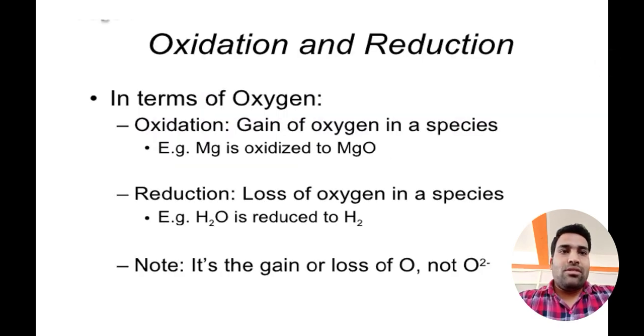So next, oxidation and reduction in terms of oxygen. Oxidation is gain of oxygen in a species. Example, magnesium is oxidized to MgO. Here, oxygen is added to magnesium. Reduction is loss of oxygen in a species. Example, H2O is reduced to H2. That means oxygen has been removed, so that is reduction. Note, it's the gain or loss of oxygen, not O2 minus.